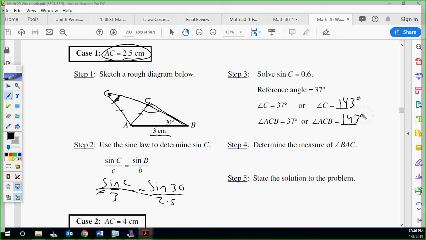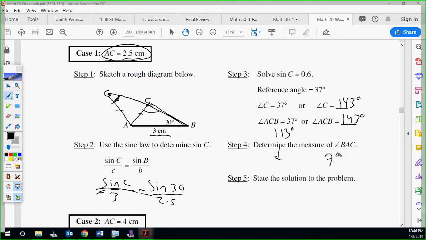Determine the measure of BAC. So BAC would have to be, there's 2 options for BAC, right? BAC is 37 plus 30. See how it could be bigger or smaller? Okay, so 37 plus 30 is 67. So that would be 113. There's one option. Sorry, it's right here. One option is 113. And what's the other option? So it would be 30 plus 143. So that's 173. So how much is left? 7.